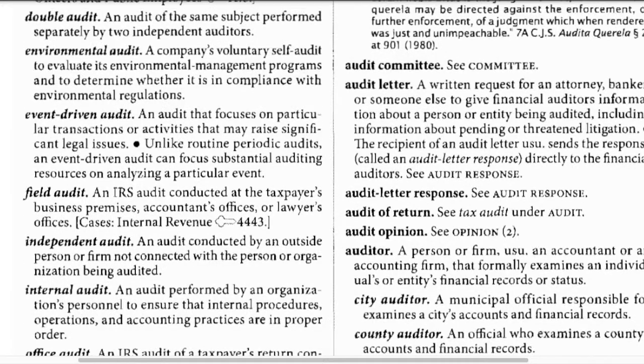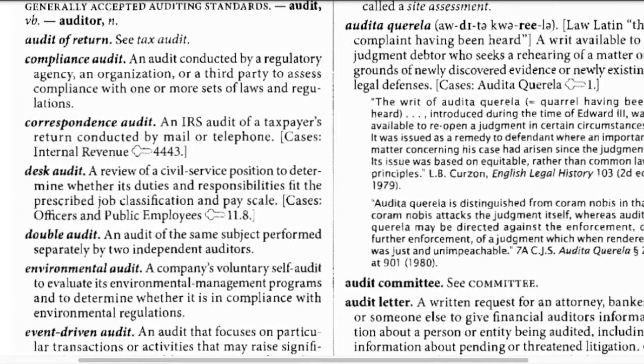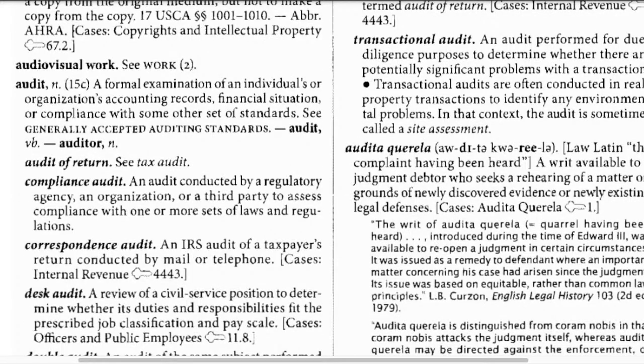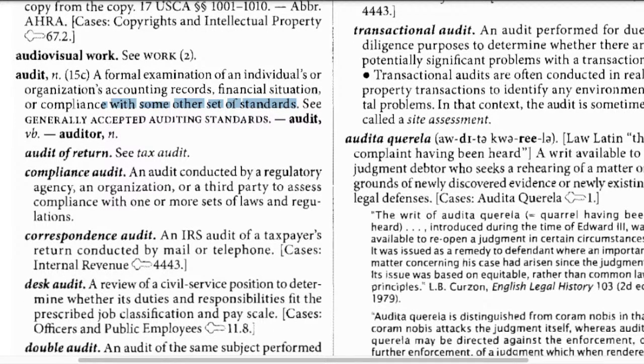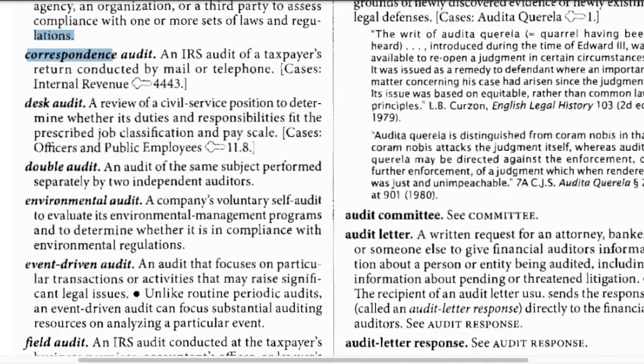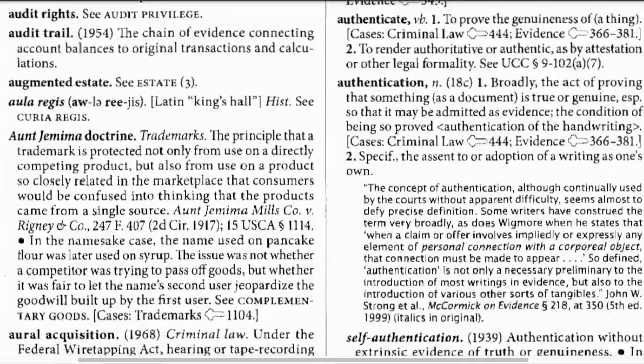Field audit, event-driven audit, environmental audit, double audit, independent audit, internal audit, correspondence audit, desk audit, compliance audit. Audit, 15th century, a formal examination of an individual's or organization's accounting records, financial situation, or compliance with some other set of standards. Compliance audit, an audit conducted by a regulatory agency, an organization, or a third party to assess compliance with one or more sets of laws and regulations. Desk audit, review of civil service position to determine whether its duties and responsibilities fit the prescribed job classification and pay scale. All right, let's continue here before I digress any further.